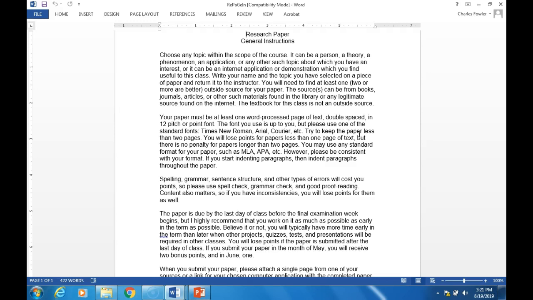Spelling, grammar, sentence structure, other types of errors will cost you points. So use spell check. It's there on just about every word processing package. Grammar check is now on just about every word processing package. Good proofreading, that's a very important part of it, okay?